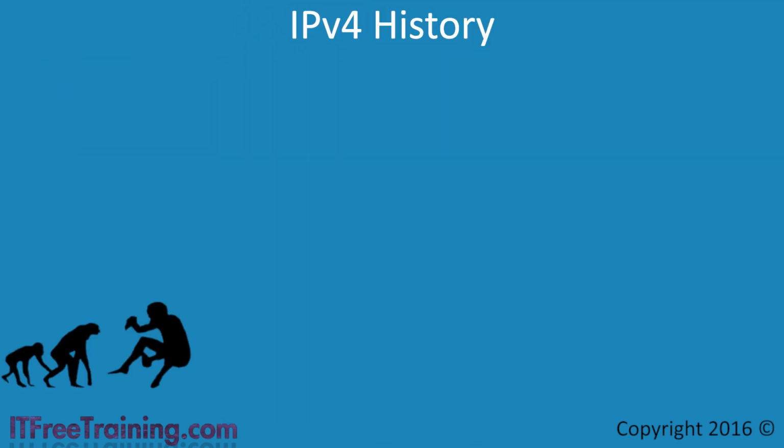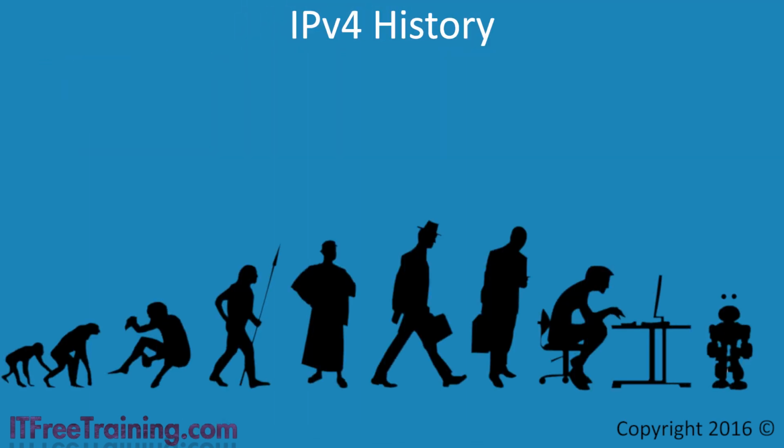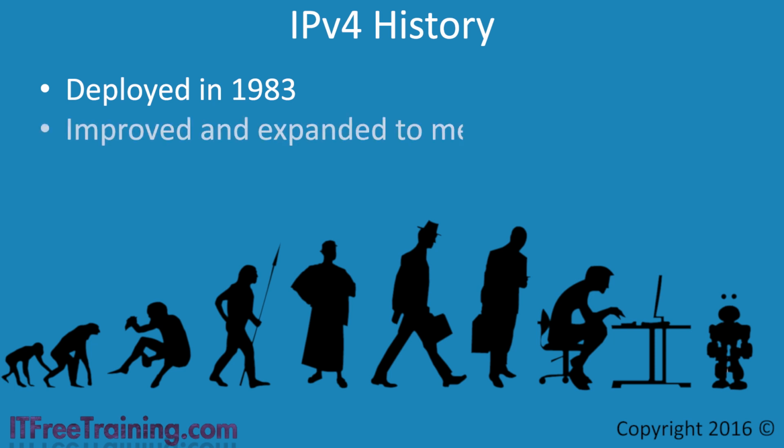So, what is the history of IP4? IP4 was first deployed in 1983. There were other versions of the protocol before this, however they were never used in production. To meet demands, IP4 has been improved and expanded. However, it is starting to reach the limits for today's environment. This is for a number of reasons.